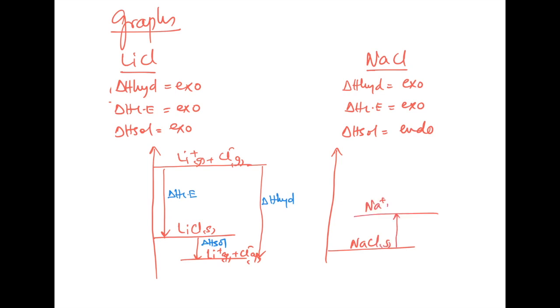This is Na plus aqueous plus chloride ion aqueous. Now this is enthalpy of solution. It's endo. Now gaseous ions are always at the top. Na plus gas plus chloride ion gas. Now from gaseous ion to aqueous is enthalpy of hydration, and from gaseous ion to solid, now this is enthalpy of lattice energy.